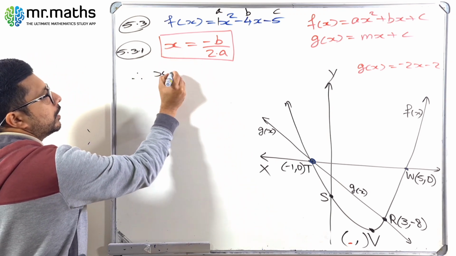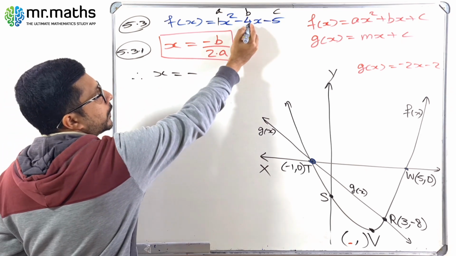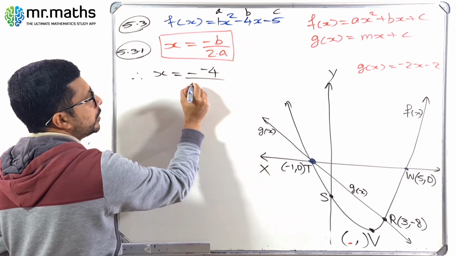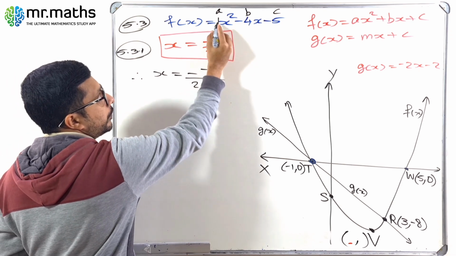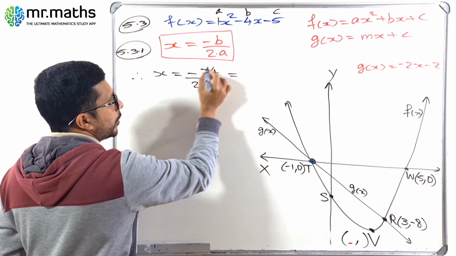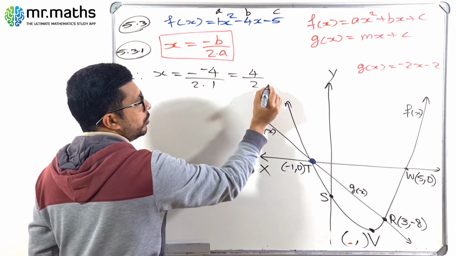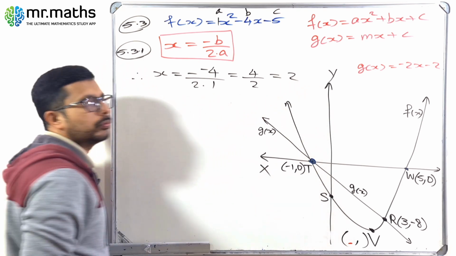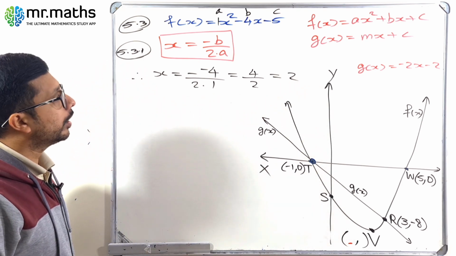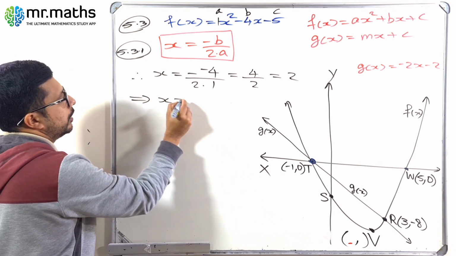Therefore x is equal to minus b, that is minus minus 4, divided by 2 times a. The value of a is 1. So minus times minus is positive, divided by 2 times 1 is 2. 4 divided by 2 is 2. So it means the x value is positive 2. So it implies that x is equal to 2.